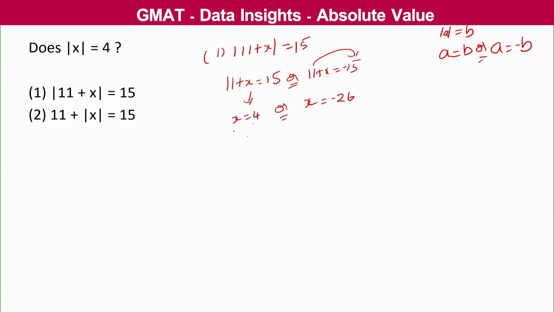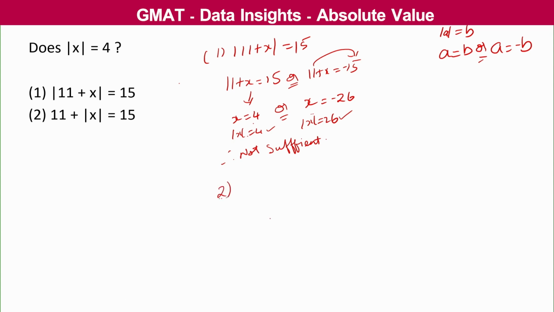When x is 4, mod of x is 4, and when x is minus 26, mod of x is equal to 26. So you cannot answer the question. Mod of x can be 4 or it can be 26. So you do not have sufficient data. This is not sufficient to tell whether mod x will be 4.